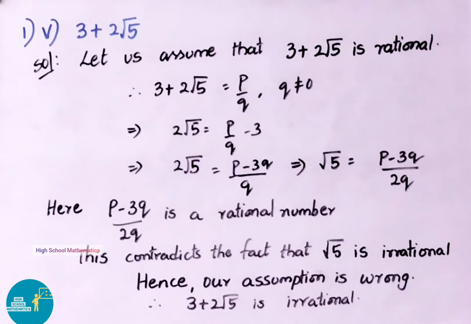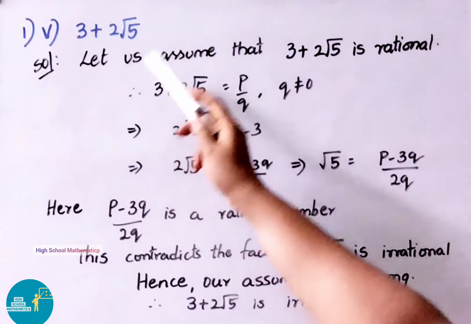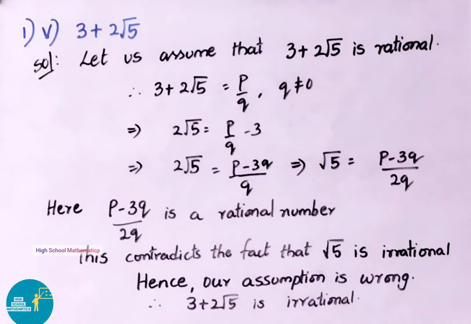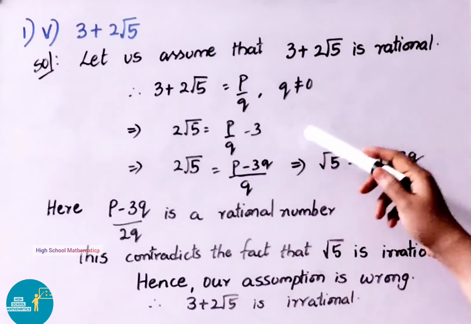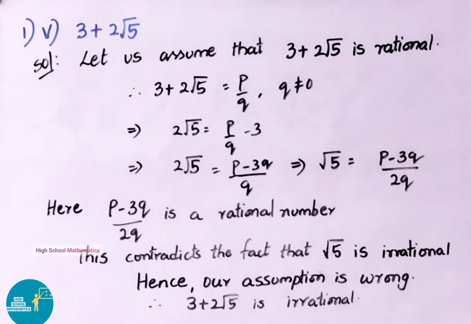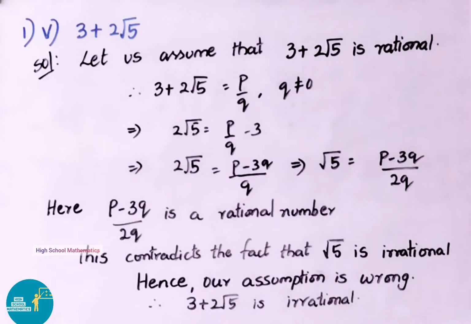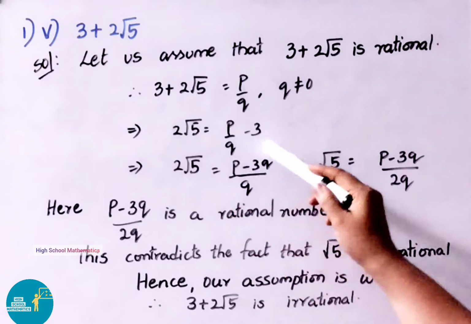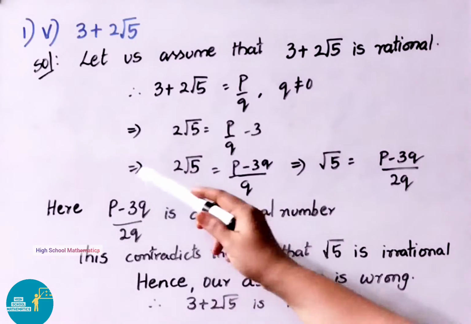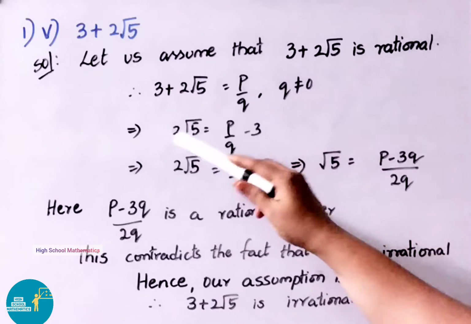See now first question, fifth sum: 3 plus 2 root 5. Now we have to prove that 3 plus 2 root 5 is irrational. Now let us see the solution. Let us assume that 3 plus 2 root 5 is a rational number. Therefore 3 plus 2 root 5 equals p by q, where q is not equal to 0. Here plus 3, on transposing, becomes minus 3. So that implies 2 root 5 equals p by q minus 3.